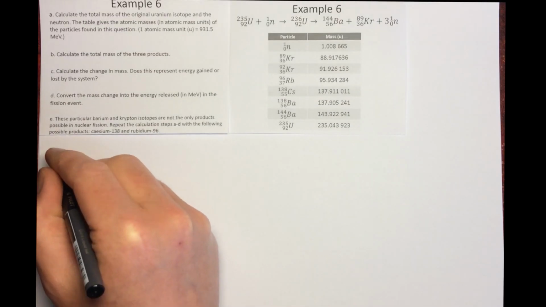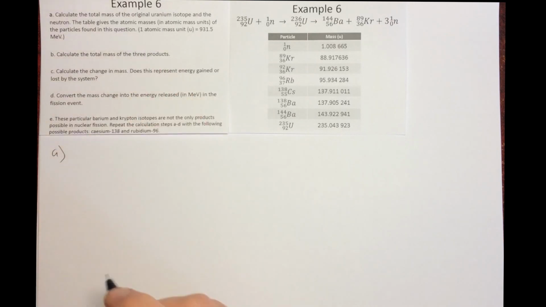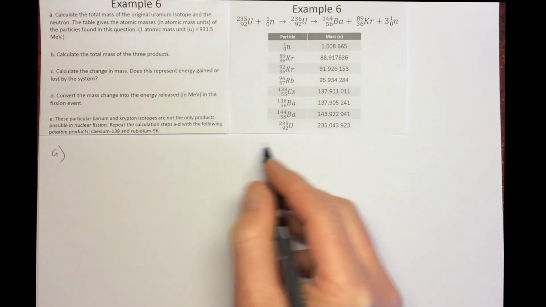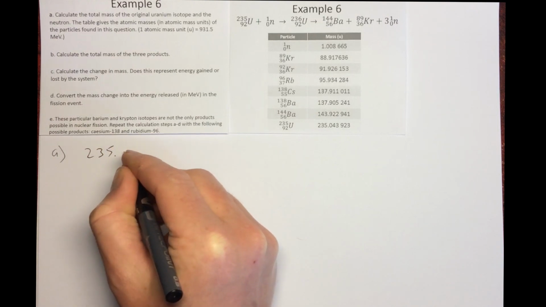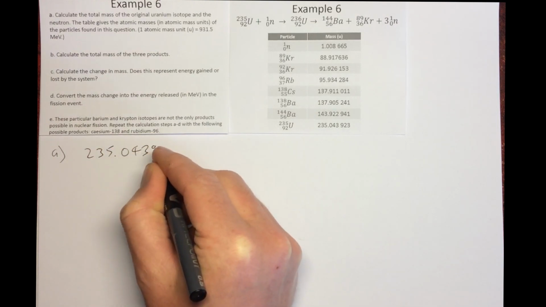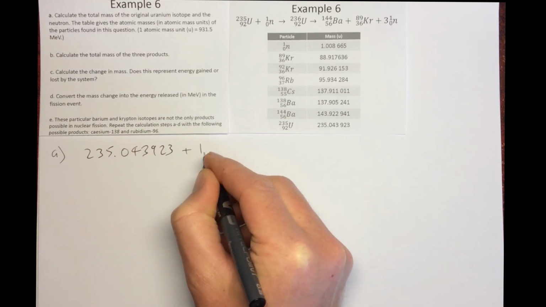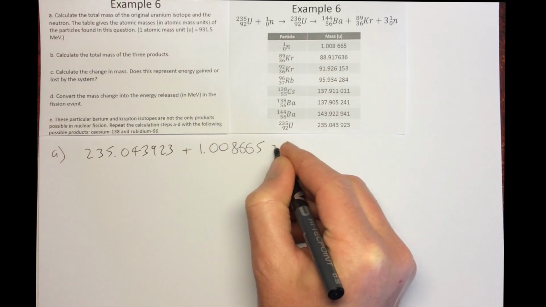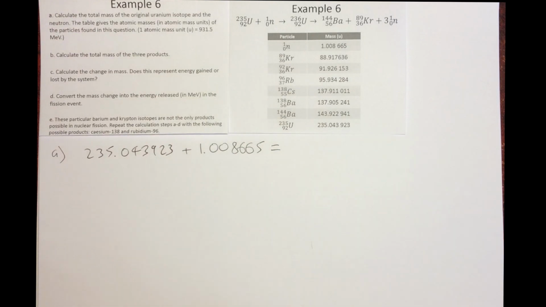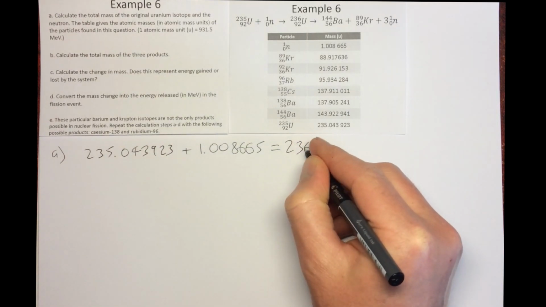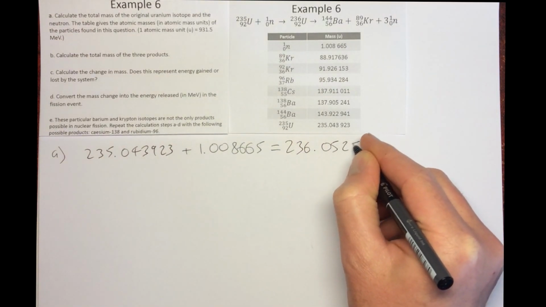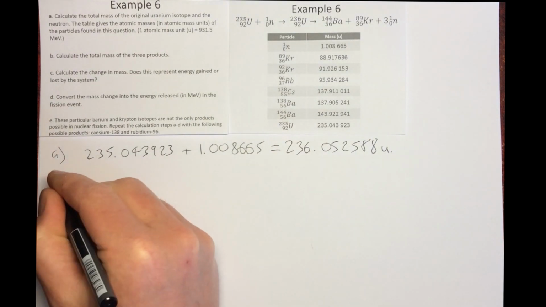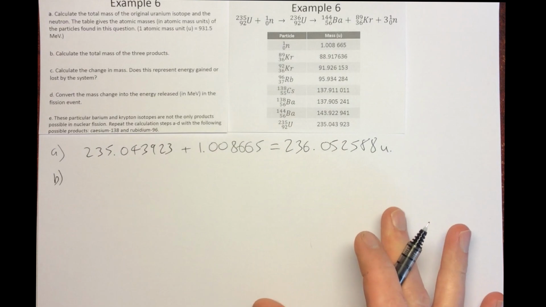Okay, so first of all you're asked to calculate the total mass of the original isotope of uranium plus the neutron. So to do that, uranium mass is 235.043923, and you're going to add on to that the mass of one neutron. If you work that out, you get an answer of 236.052588 U.